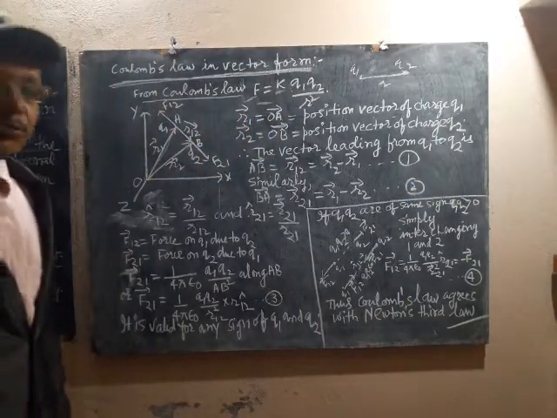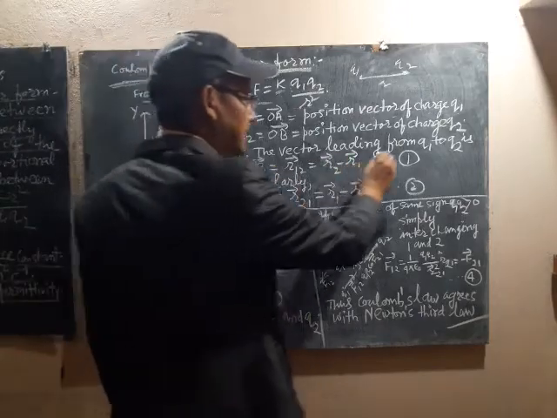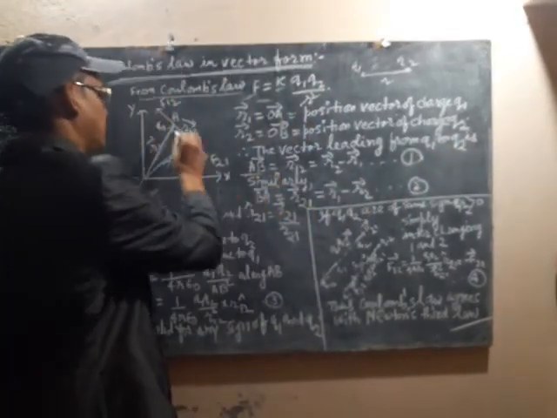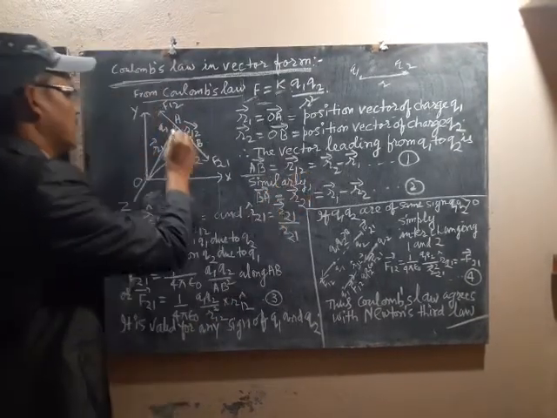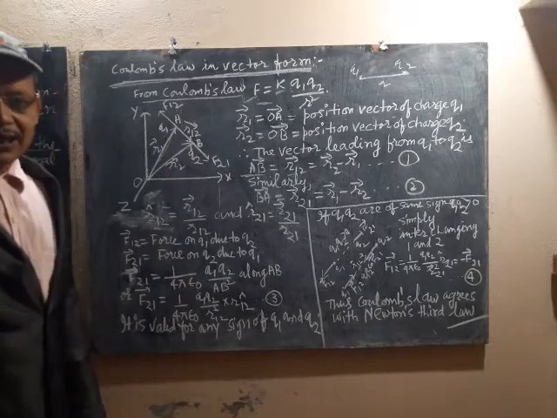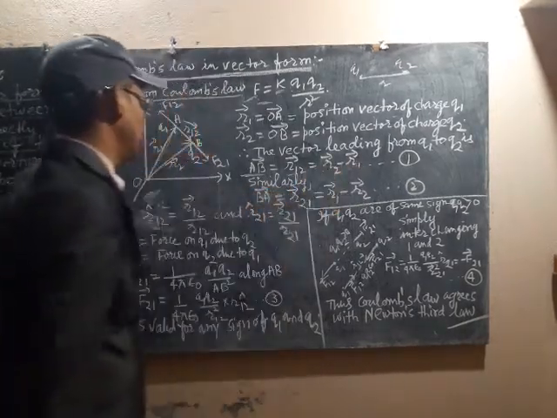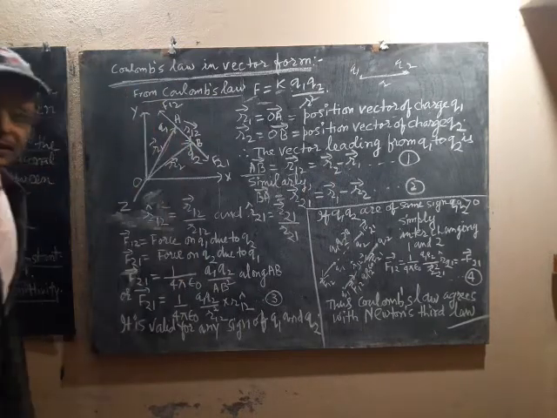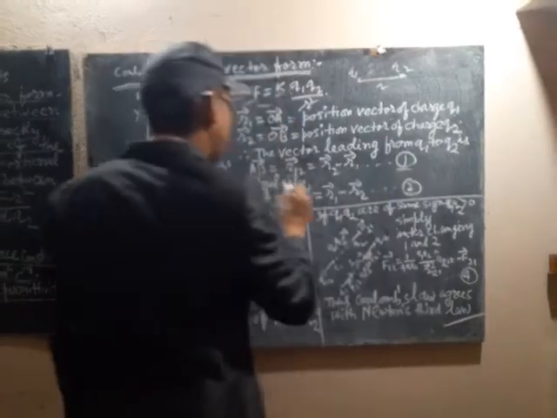We are starting from the first. The vector leading from Q1 to Q2 is AB. AB is equal to R12. R12 means R2 minus R1. This is equation first.